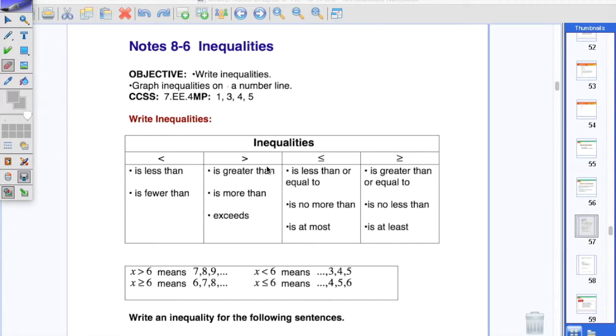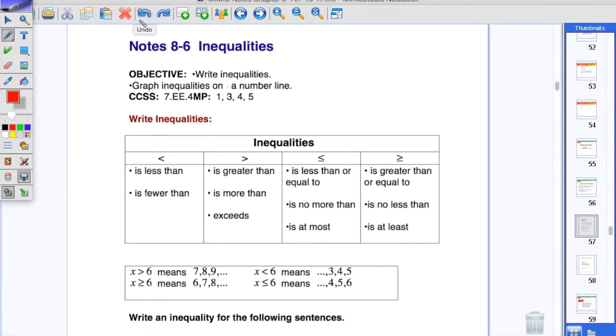Notes 8-6 on inequalities. The objective is to write inequalities and graph inequalities on a number line, with the Common Core State Standards listed in the mathematical practices. We're going to write inequalities today. In the box here I have your four different inequalities.